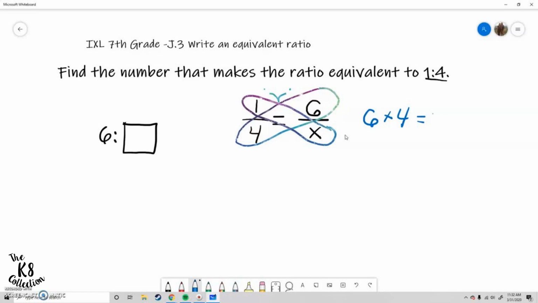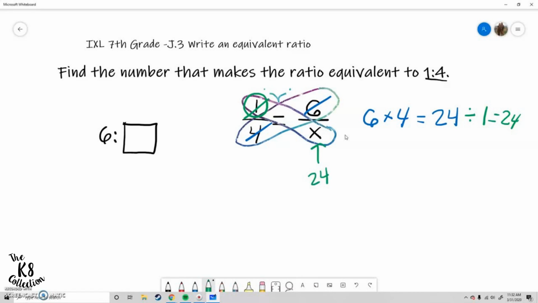So 6 times 4 is 24, and I'm going to go ahead and cross off the terms that I have already used. So I've used 6 and I used 4, and so the only other number remaining here is a 1. And so I'm going to put the 1 right here, and remember, because I multiplied over here, I'm going to divide, and 24 divided by 1 is simply 24. And so I know that my unknown is 24.